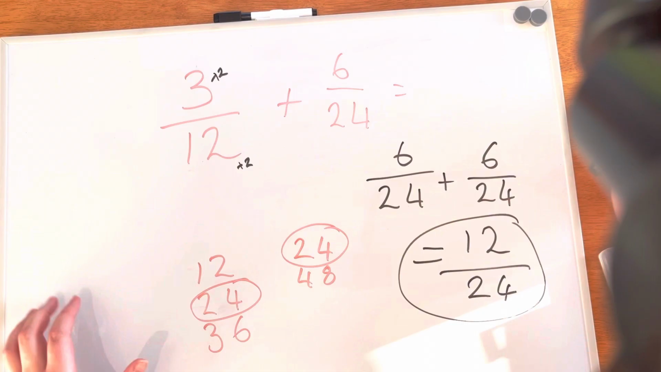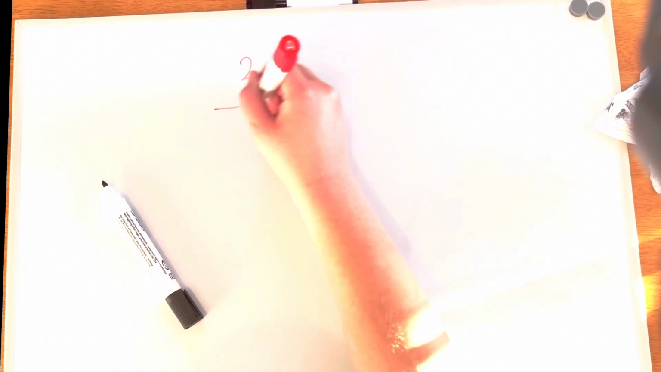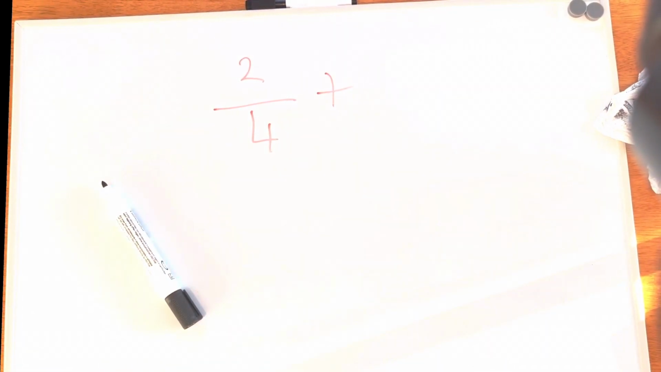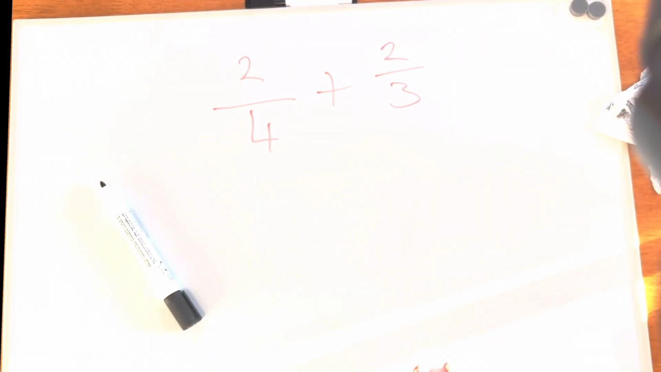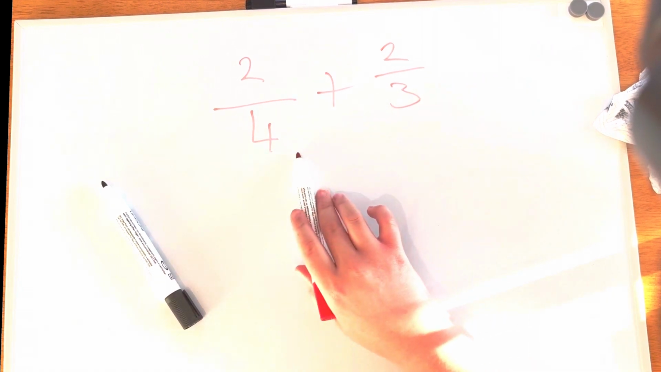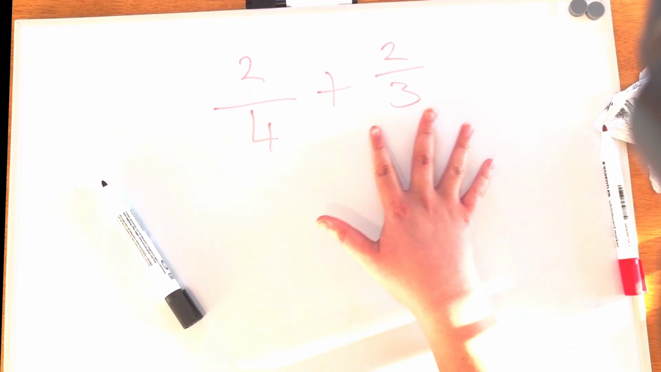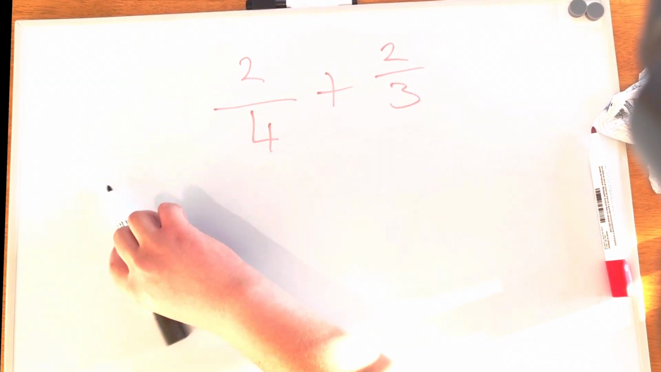Let's try another one together. Let's try 2/4 plus 2/3. Okay, so my denominator isn't the same, so I can't just carry it over. I need to find my lowest common multiple.